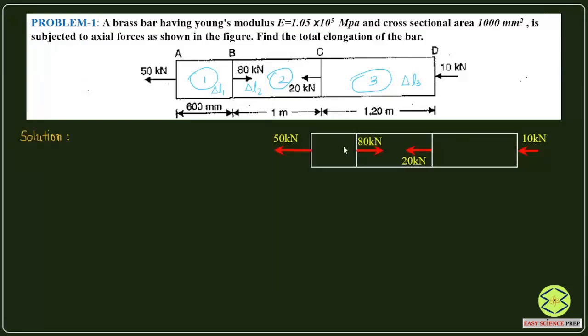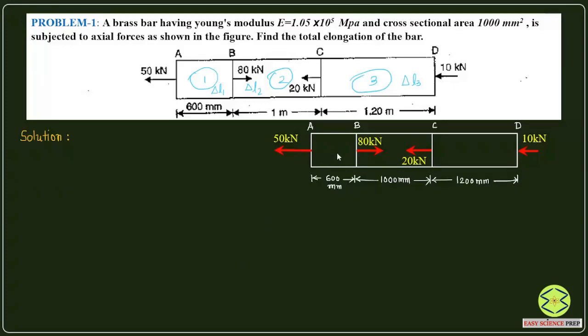So we have drawn the entire member A, B, C, D over here. The length of this particular member is 600 mm. We'll try to keep the same unit. The length over here is 1 meter, so we'll call it 1000 mm, and this is 1.2 meters, so it is 1200 mm. We shall keep the same units throughout.